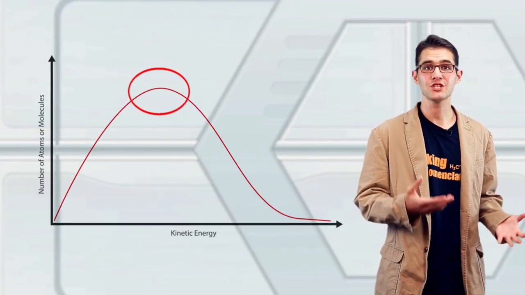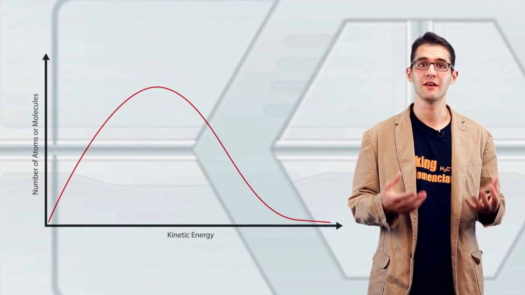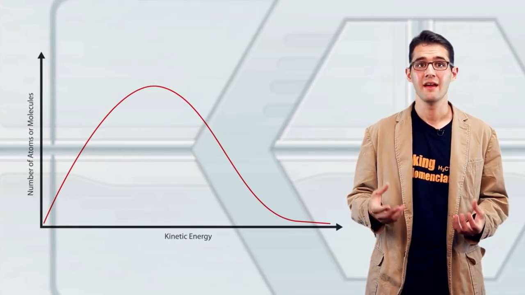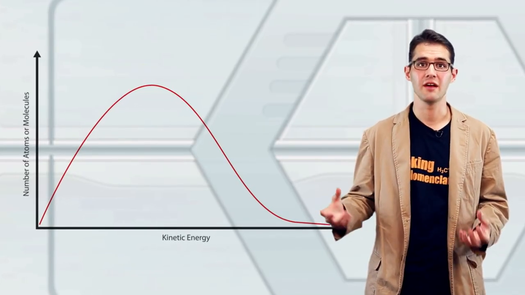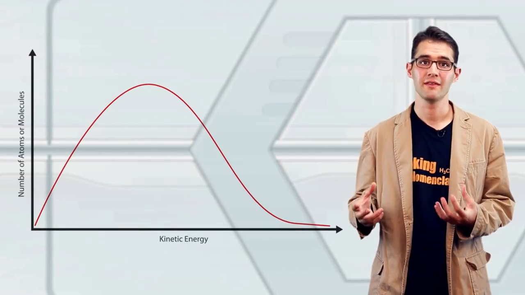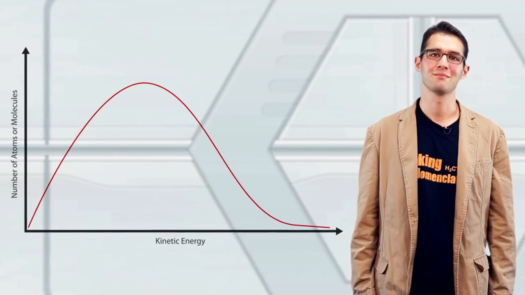To sum up, temperature represents the average kinetic energy of the particles of a substance. But it's the spread of kinetic energies among the individual particles that explains why puddles dry up.